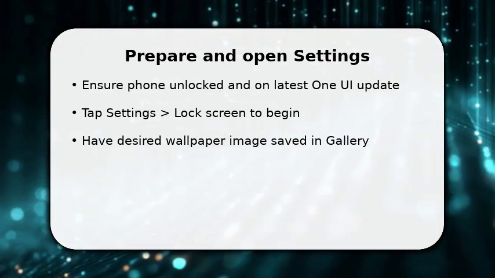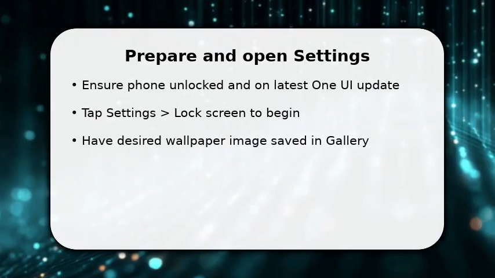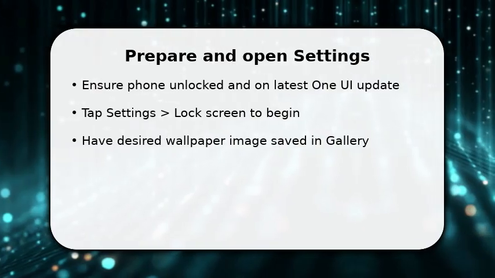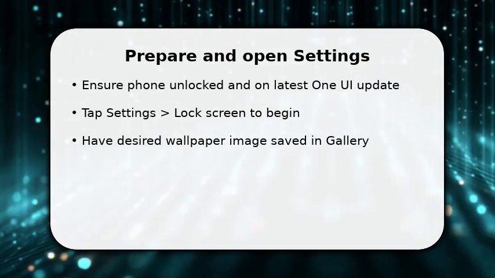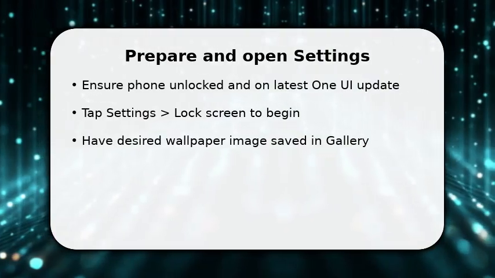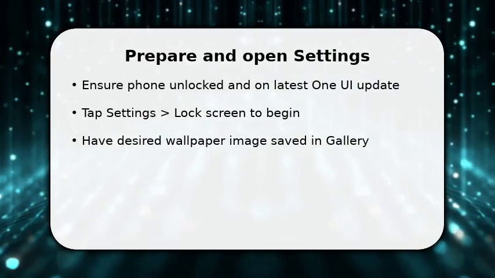Make sure the image you want for Always on Display is already in Gallery. If not, quickly save or download it now. Once done, you'll choose Always on Display options from Lock Screen. This first step gets you where you need to be to change the wallpaper reliably.